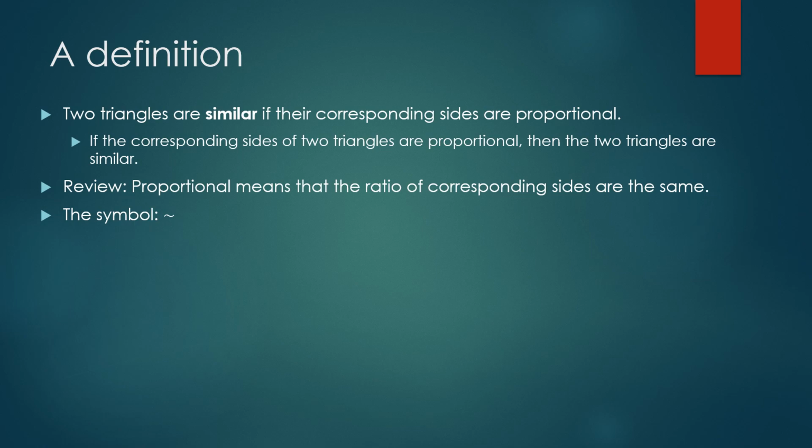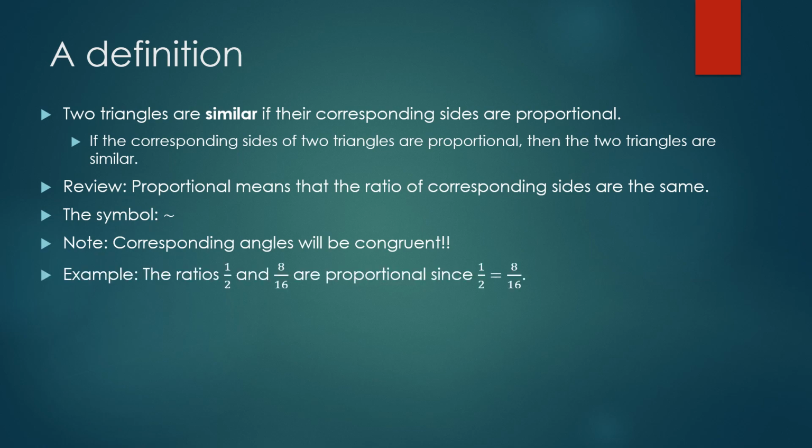We use the little squiggle, or tilde, from our logic unit as the symbol for similar. We use a tilde with an equal sign for congruent. For similar, we use just the tilde sign. Note that corresponding angles are going to be congruent in similar triangles. Sides are proportional, but the angles are congruent.